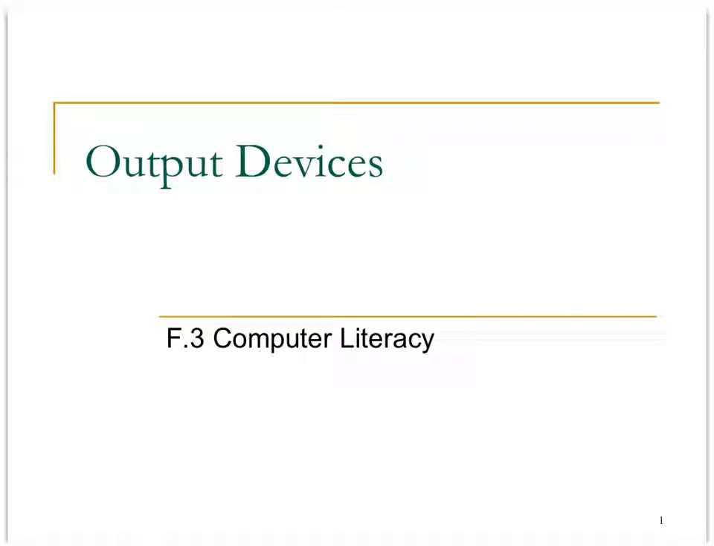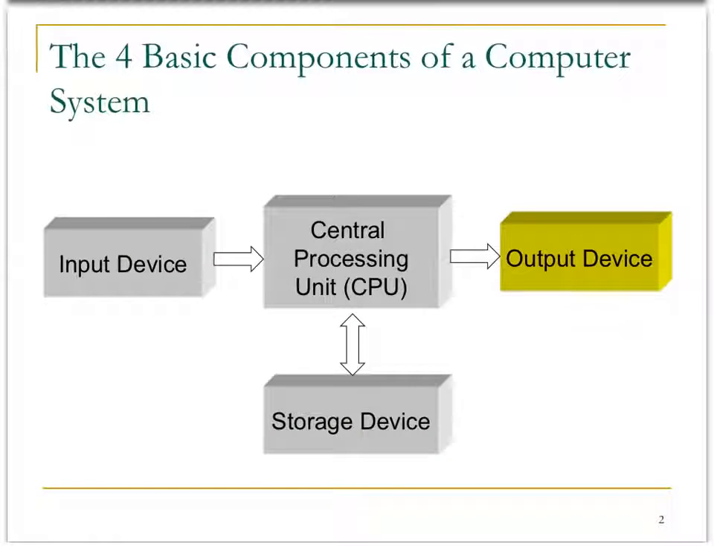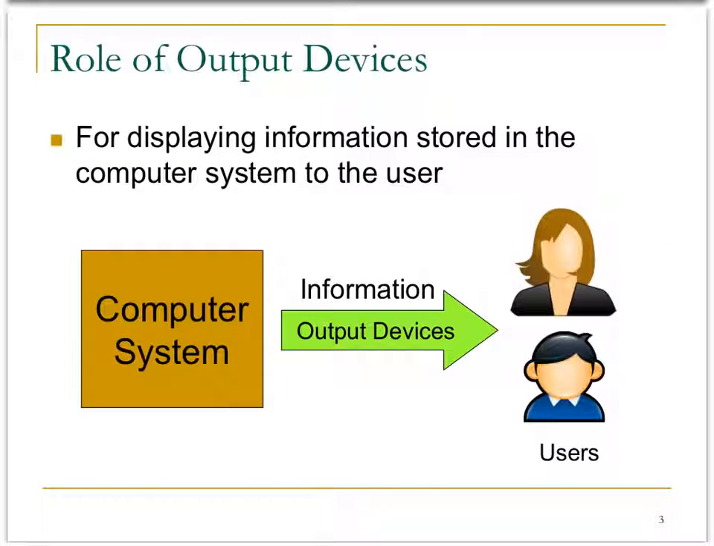Hello, Form 3 students. Today I'm going to talk about the output device of a computer system. And we should always remember there are four basic components in the computer system. We have the input device, processing device, output device, and storage device. And the role of the output device is to display the information stored in the computer to the user.